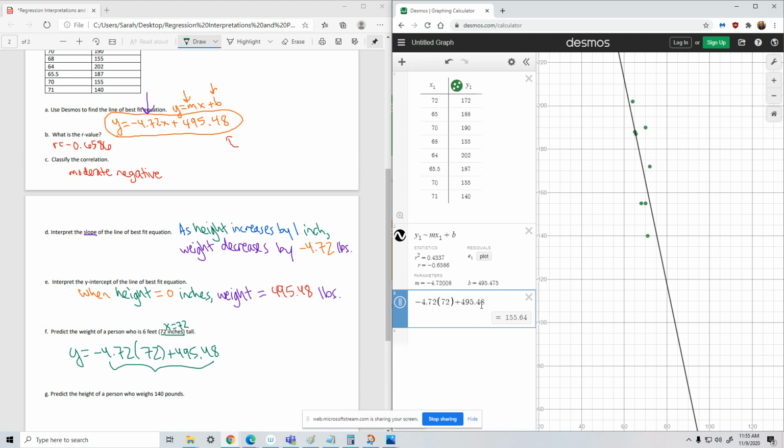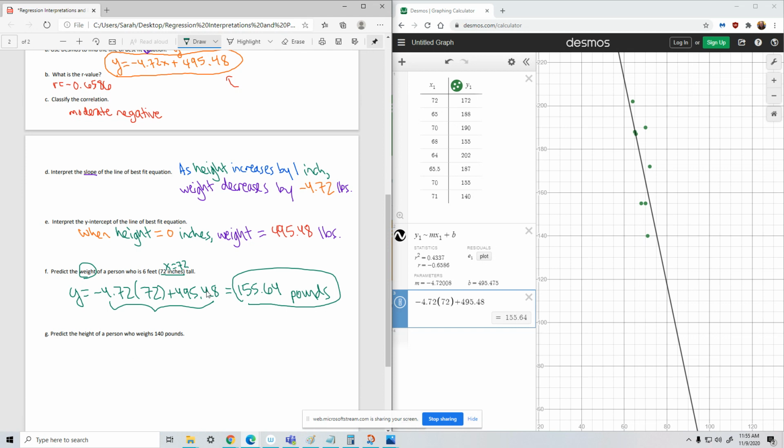And when I do that, I get 155.64. And what is our unit here? They're asking us to find the weight. Weight is being measured in pounds. So 155.64 pounds for a person who is 72 inches tall, according to this equation.